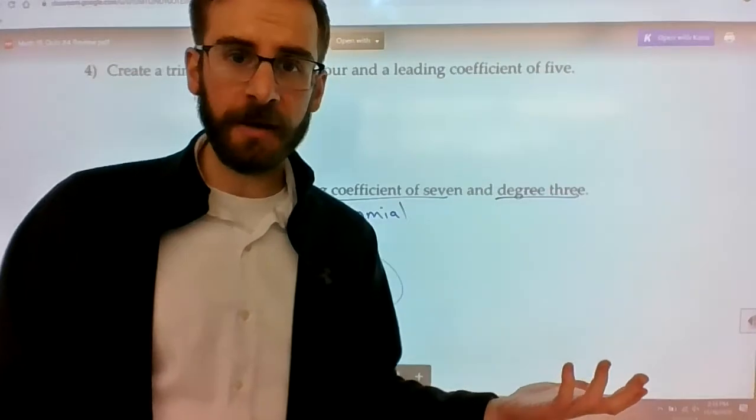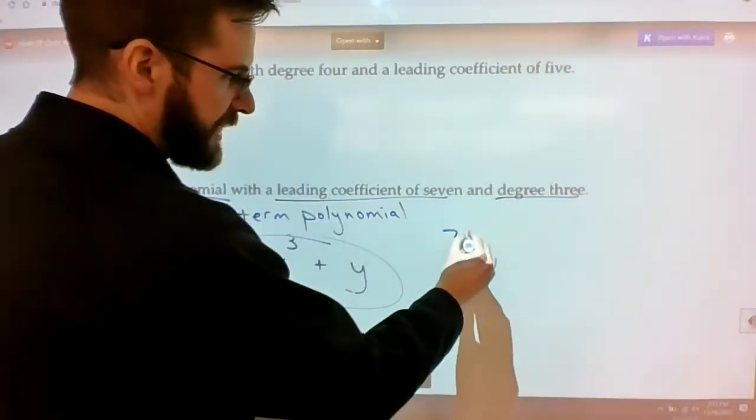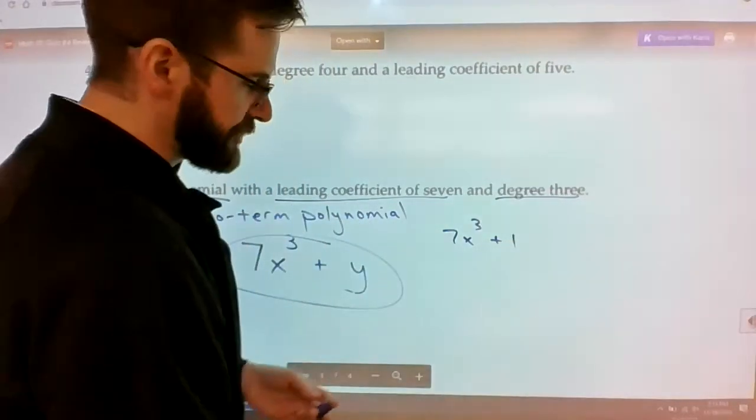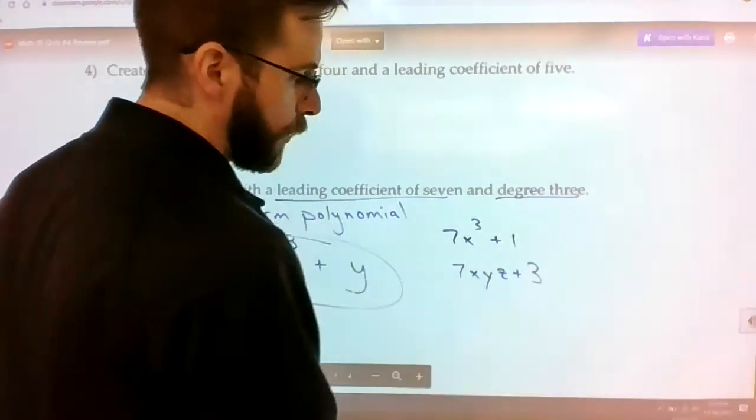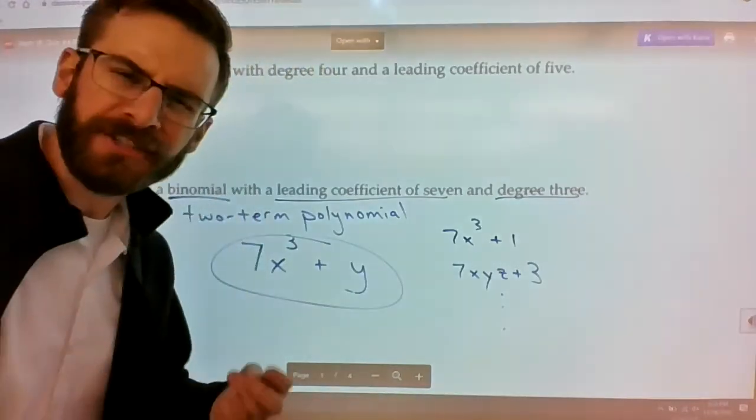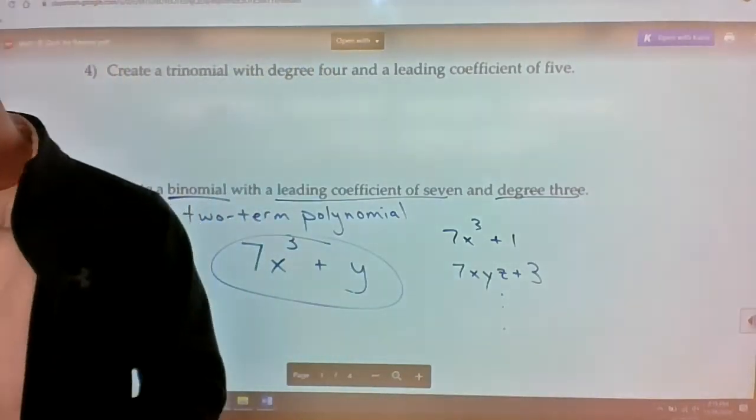By the way, you could have done something else like 7x cubed plus 1. That works too. How about 7xyz plus 3? That works too. And so on and so forth. There's an infinite number of solutions for this one.